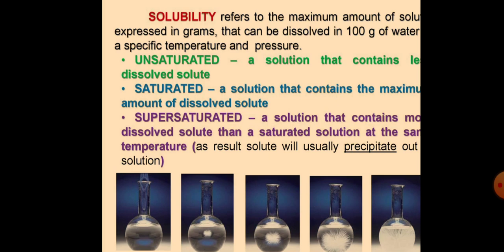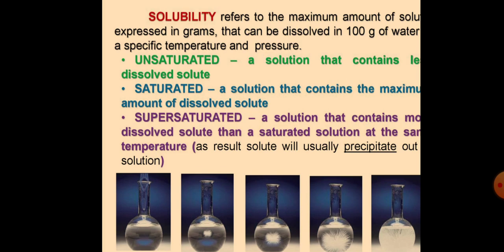Solubility can be defined as the maximum amount of solute, expressed in grams, that can be dissolved in 100 gram of water at a specific temperature and pressure. We call it the solubility of a substance.